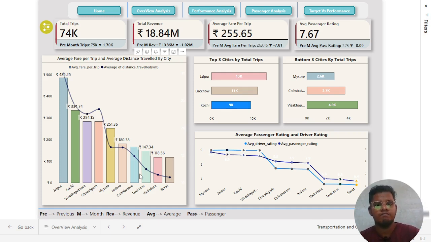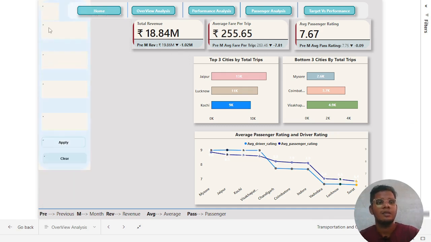And then the next dashboard is the performance analysis. In that performance analysis, we see in detail what the things are and why it happened, why it's very high in Jaipur and very low in Surat, and the other things we will discuss in the next dashboard, the performance analysis dashboard. The whole report includes all the dashboards. We'll see them one by one, and let's get into the performance analysis.